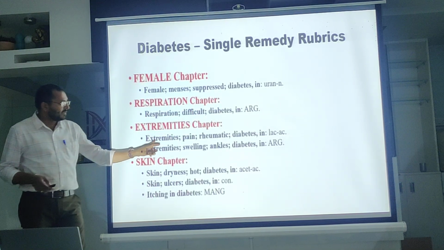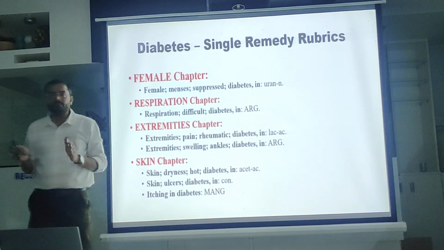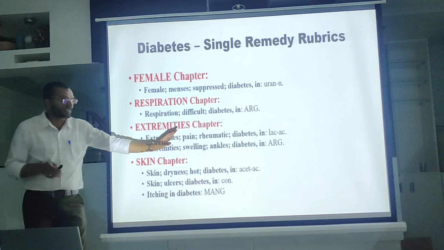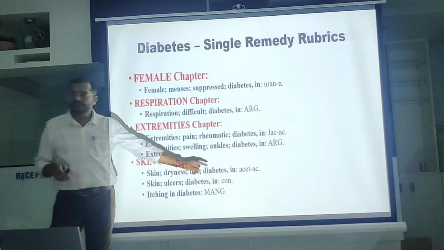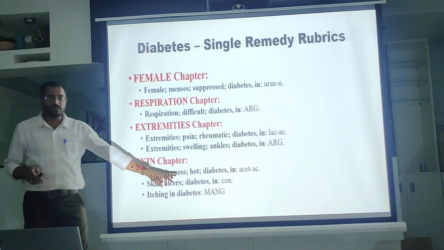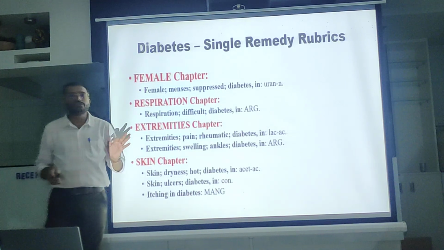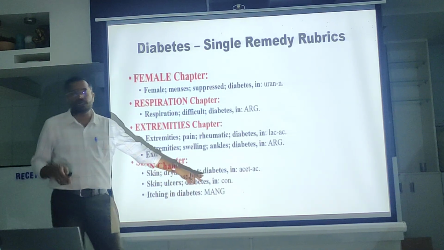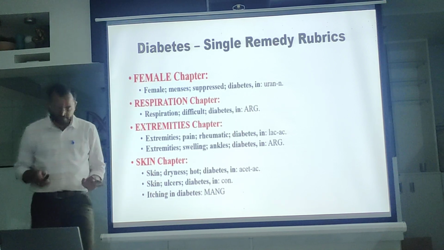Okay. Extremity pain, rheumatic, diabetes in, lactic acid. So whenever you have combined rheumatism with diabetes, lactic acid is one of the remedies. Skin dry, hot, diabetes in, acetic acid. Skin ulcer, diabetes in, Conium. And skin itching in diabetes: there are two other remedies, Agaricus and Caladium in Complete Repertory, but in Cara it is only Manganese. Okay.